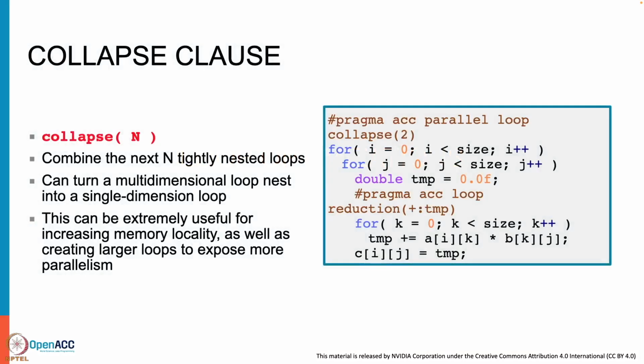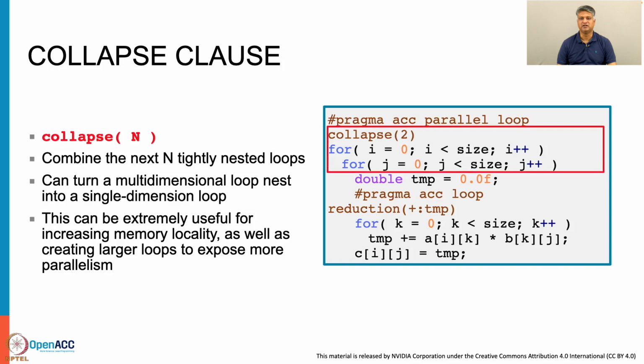Looking at further loop optimizations. If you have a nested loop, we can also use the collapse clause. And we can also say how many nested loops we would like to collapse. For example, again, in the matrix multiplication problem, you can collapse the i and j loops, but the k loop is being run as a reduction operation. So essentially, you can turn a multi-dimensional loop nest into a single dimensional loop. This is very useful for increasing memory locality as well as creating larger loops to expose more parallelism.